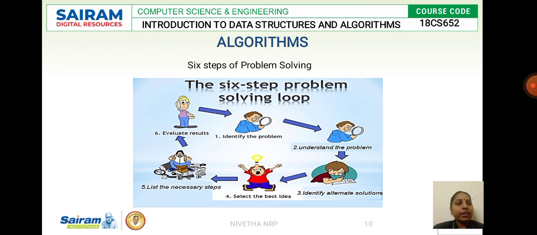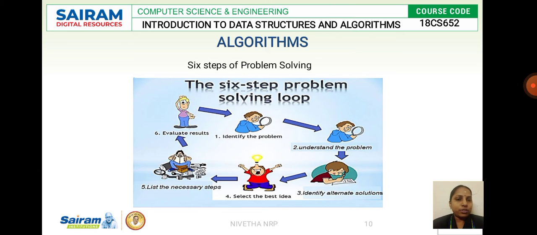Generally we summarize all these steps into a 6-step problem solving loop. First is to identify the problem. Second, to understand the problem. Third, to identify what are all the available solutions for a given problem statement. And next, you have to identify the best among them. After identifying the number of solutions available to solve a particular problem, we have to choose the best among them.